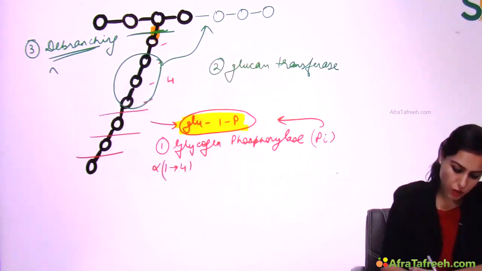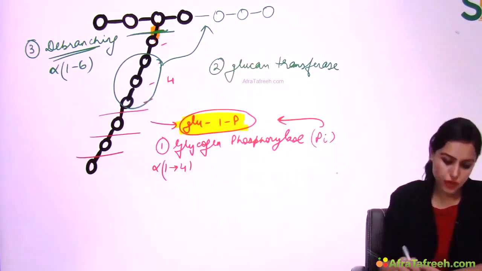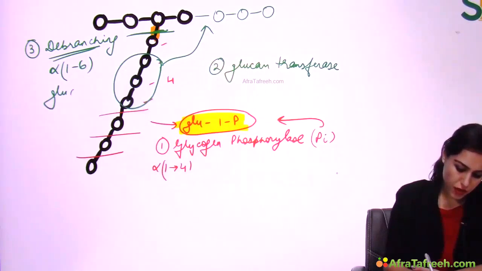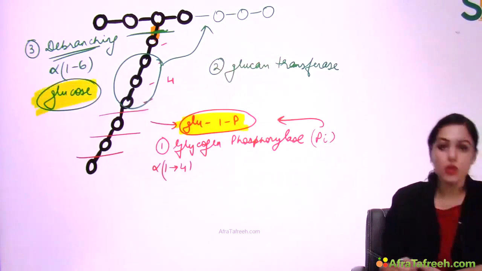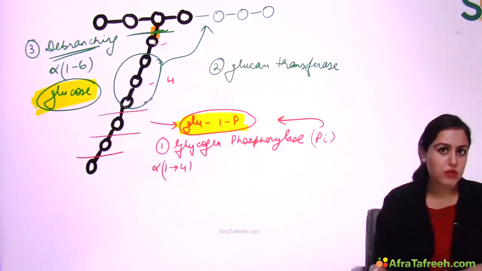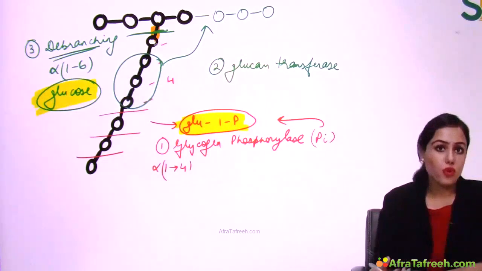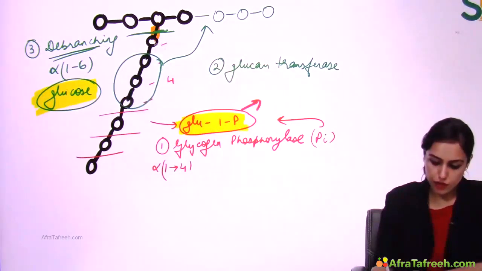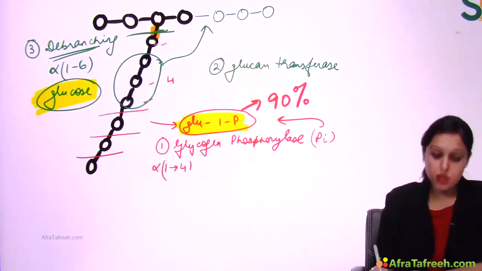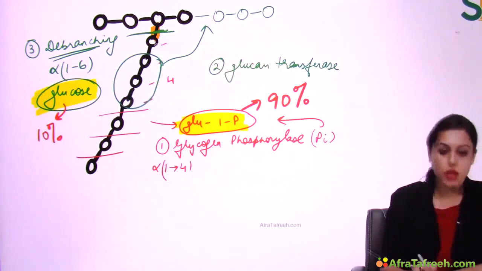And this last bond on this branch chain is an alpha 1,6 bond. And this enzyme does not have any property of transfer of phosphate. So this enzyme will release this glucose as free glucose. So we have 2 end products, glucose and glucose 1-phosphate. Which do you think in the end is more, glucose or glucose 1-phosphate? Yes, obviously glucose 1-phosphate will be more in the end. In percentage, this is 90%, and this free glucose is just 10%.